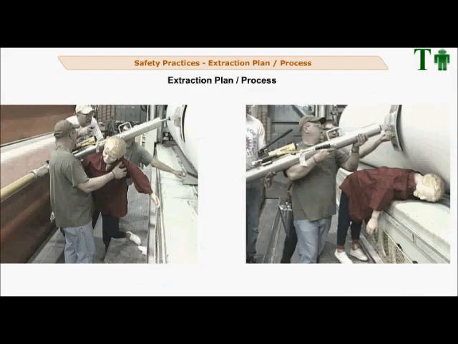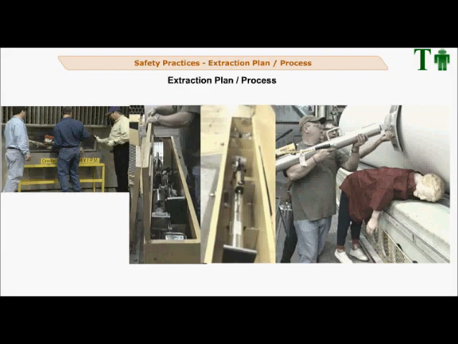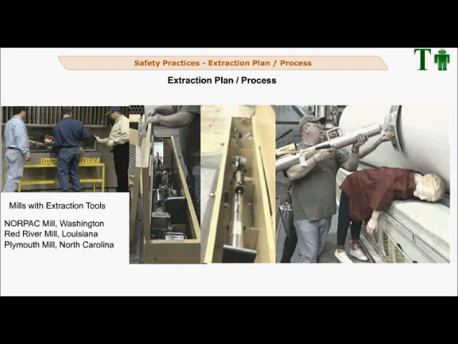Each mill will establish regularly scheduled training on the extraction plan and will practice the process at least once a year. All mills are encouraged to practice this on a much more frequent basis. It is important to store safety extraction devices in a cabinet to ensure easy, quick access to the device when needed, and to assist in keeping the device in good working order. This is a list of mills who have extraction tools developed and in place.